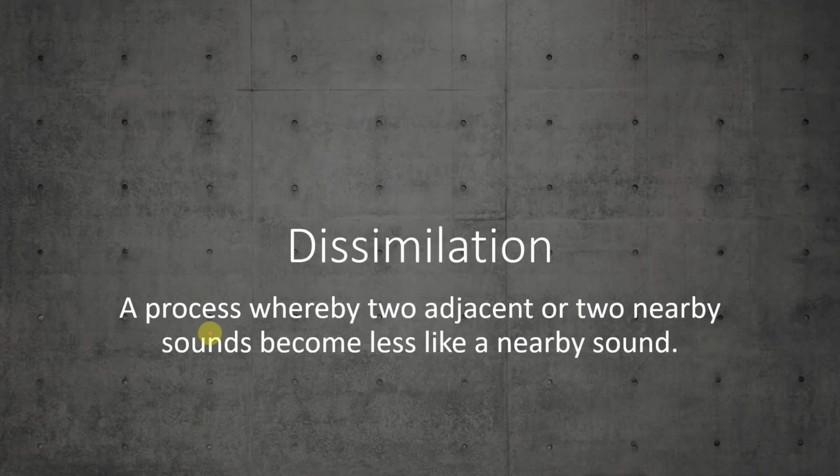So, dissimilation is a process whereby two adjacent or two nearby sounds become less like each other. In other words, if there are two sounds which are quite similar to each other and they are coming together, one of those sounds will change to another sound. What was happening in assimilation is that two sounds were becoming like each other. But in dissimilation, two sounds which were similar will become different from each other.